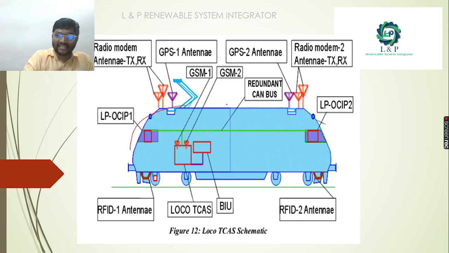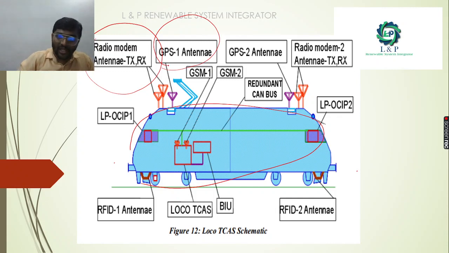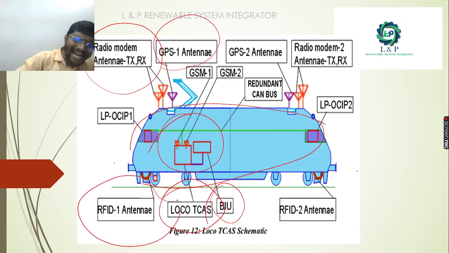As you can see, this is the Loco. We have a starting point and an ending point. At the starting point we have a radio modem antenna for transmitting and receiving. We also have a GPS antenna for transmitting and receiving. We have a GPS inside the Loco train, and also a Loco train collision avoidance system. We have a brake interface unit. We have an RFID antenna to scan the RFID tags which are on the track.